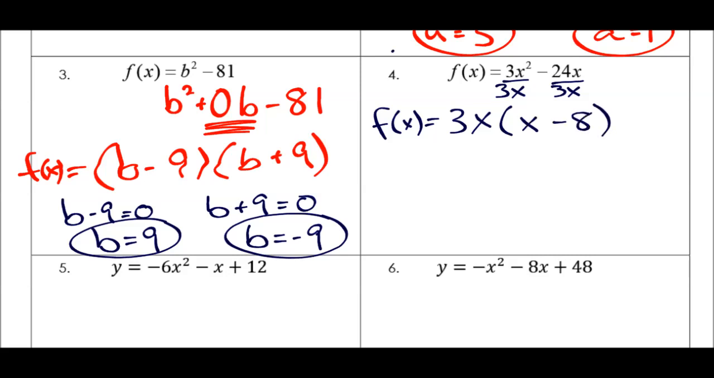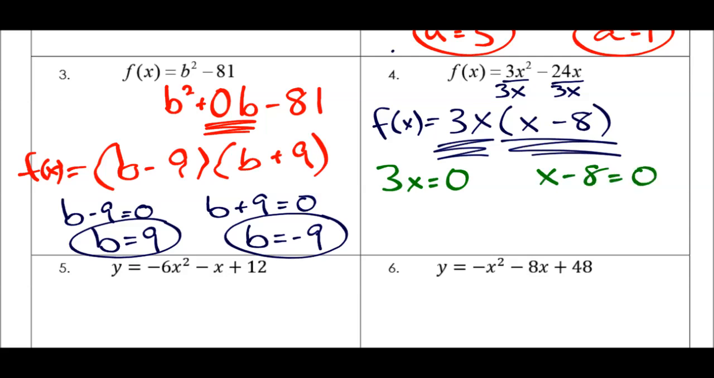I have two factors here. I need to set each of them equal to 0. This is one of my factors, and this is my second factor. Anything that makes 3x equal to 0, and anything that makes x minus 8 equal to 0 will work to make the entire function equal to 0.